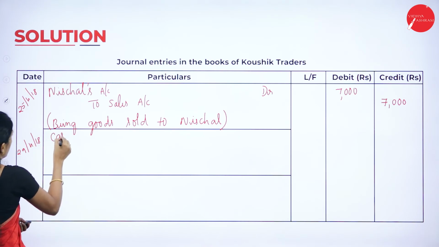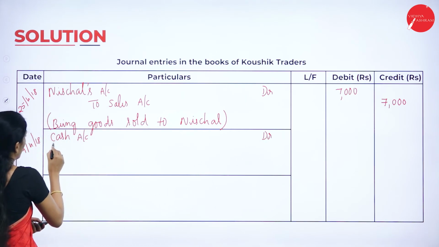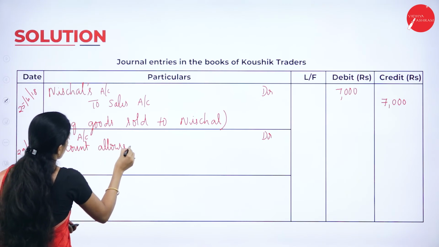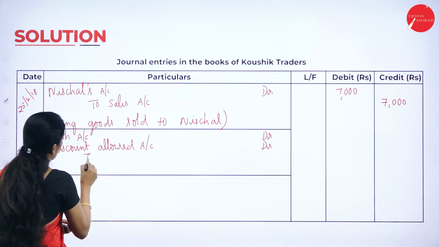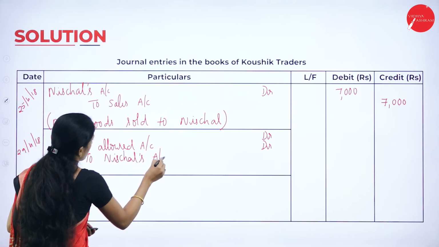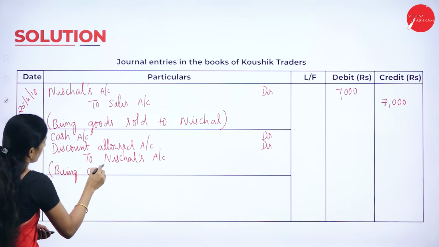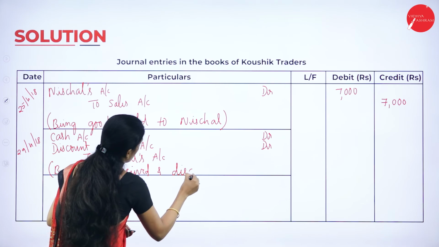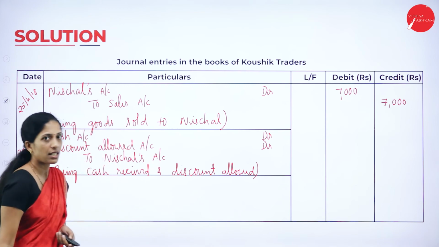29/11/2018. We are receiving cash, so cash account debit. We are allowing discount, so discount allowed account debtor, to, from whom? Nischal's account. From whom are we receiving? From Nischal. So what is the narration? Being cash received and discount allowed.